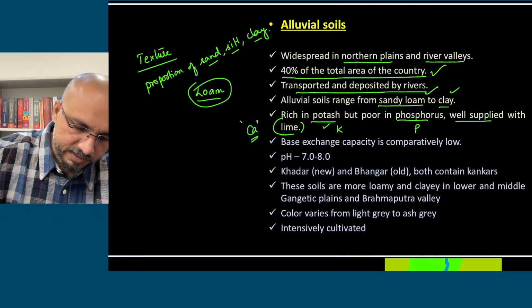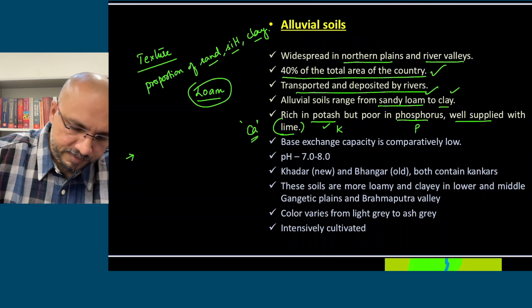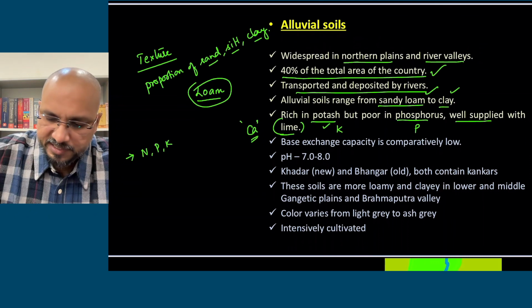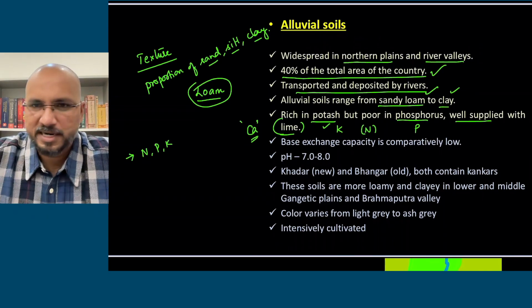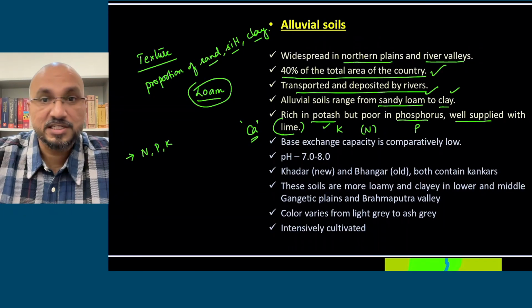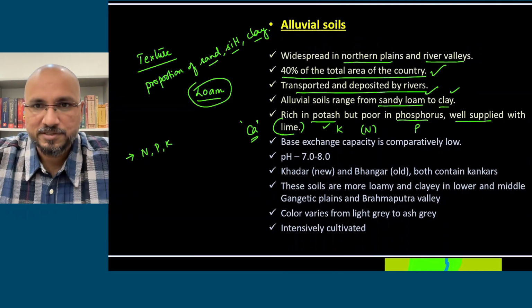So if you see the macronutrients, NPK, alluvial soils are also deficient in nitrogen, it is not very high, and organic matter is also low. So when they are deficient in so many nutrients, we generally refer to alluvial soils as fertile soils. Why do we call them fertile soils?